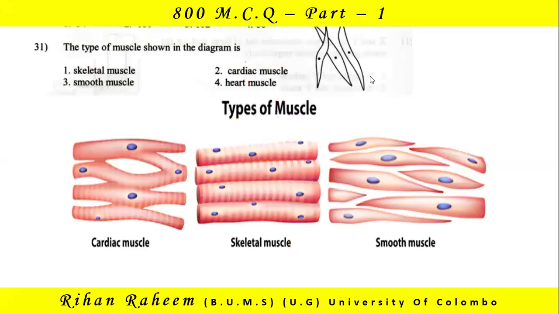Yes, last 10 questions. The type of muscle shown in the diagram. Here you can see spindle shape, no? Thick in the center, thin in the corner. Obviously, there is only one cell which is like this. That is the smooth muscle tissue.